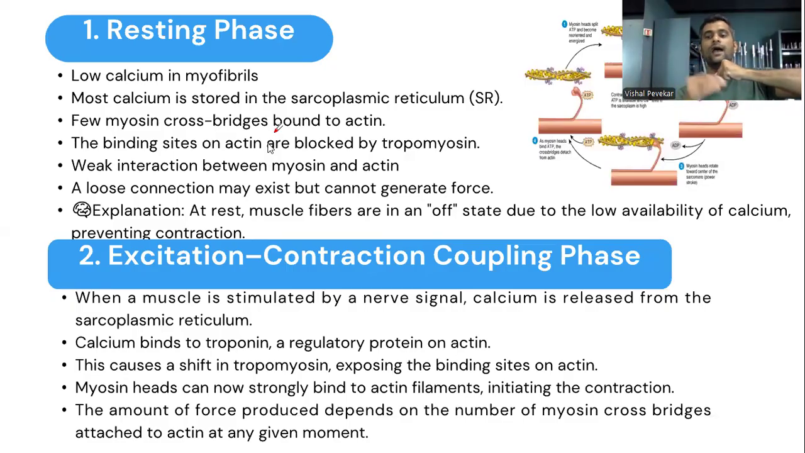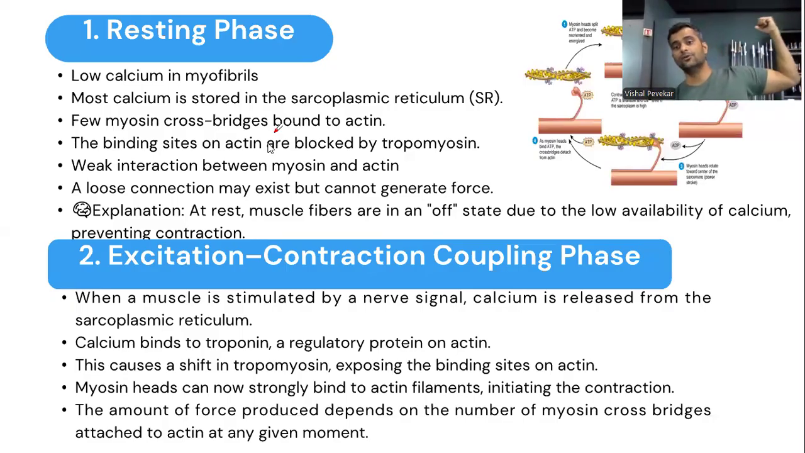You have your troponin and tropomyosin. So your actin is potentially blocked by tropomyosin, and then you also have troponin. As soon as the signal is received, calcium is released, troponin binds with calcium, and this causes a shift in the tropomyosin, which exposes this site. Once this site is exposed, the head of the myosin is going to get attached and form a bridge. So the myosin head starts attaching to the actin filament, initiating contraction.